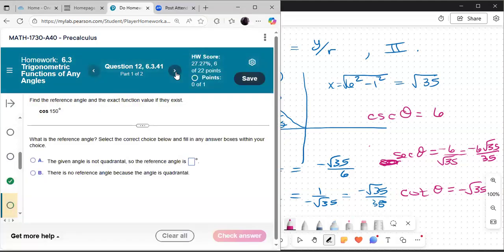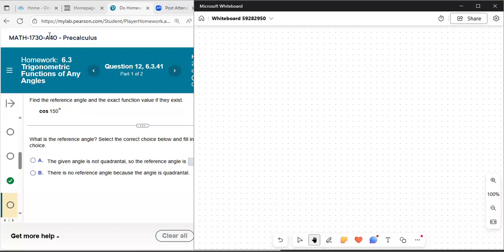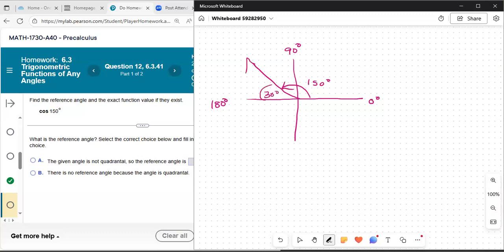Skip over, let's see. Well, we could try number 12. Find the reference angle and the exact function value if they exist. Okay, so we're going to first find out what quadrant we're in with 150 degrees. So this is 0, there's 90, there's 180. So I know I'm going to stop here in quadrant 2. 180 minus 150 is 30 degrees.